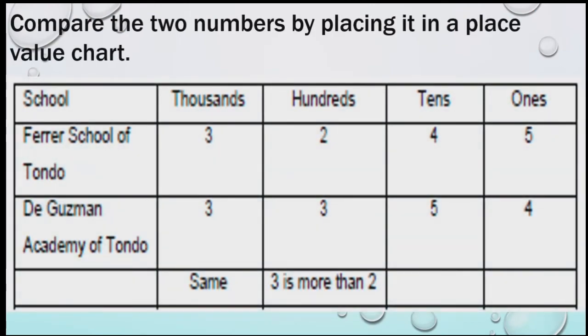Let us compare the two numbers by placing them in a place value chart. Ferrer School of Tondo had an enrollment of 3,245, while the Guzman Academy of Tondo's enrollment is 3,354. Let's start at the highest place value, which is thousands. Let us compare now. 3 is equal to 3. Next, let's compare the digits in the hundreds place. 2 is less than 3.